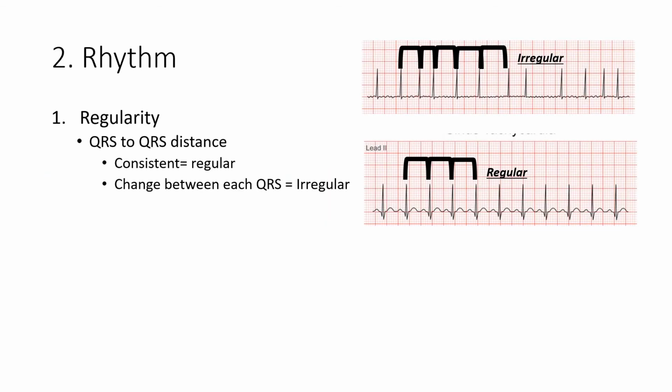The first step in assessing the rhythm of an ECG is assessing regularity. This is in reference to the distance between each QRS complex. In a regular rhythm, you'll have the same distance between each QRS. In an irregular rhythm, you'll see the QRS distance change from beat to beat. This is helpful for identifying certain arrhythmias, such as atrial fibrillation, which has irregularly spaced QRS complexes.